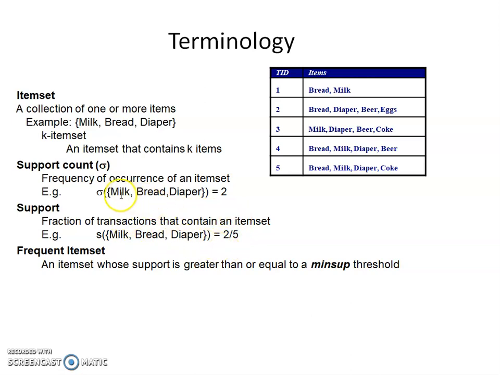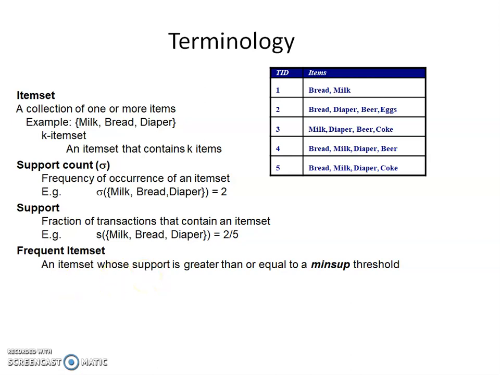Here the frequency of occurrence of the item set, which is the support count value, is 2, and the total number of transactions is 5, so the support is 2 by 5. Then you have a frequent item set, which is the item set containing often repeated items. There is one condition here: its support should be greater than or equal to the minimum support threshold value.